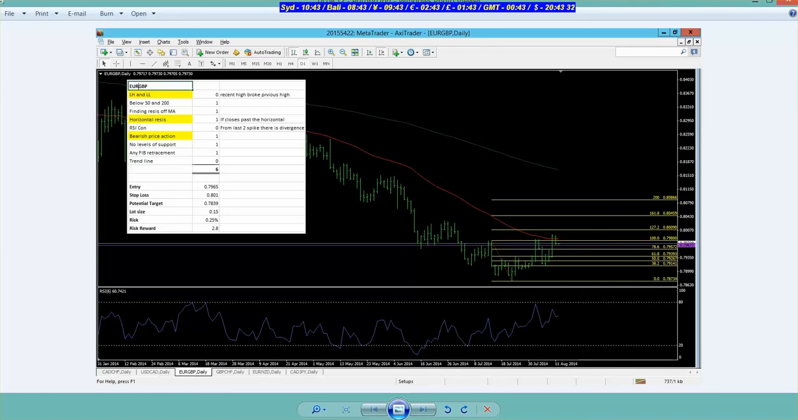But this, I don't agree that this is a higher high. I think we've got, the cycle is there. That's your phase one from there to there. Horizontal resistance, we're underneath that now. This resistance level here. Bearish price action we certainly have. From the last two spikes there is divergence. Yeah, look, this is bearish reversal divergence, if anything.